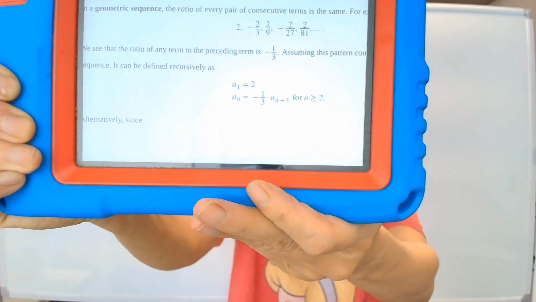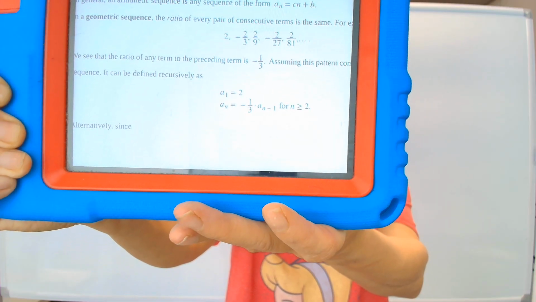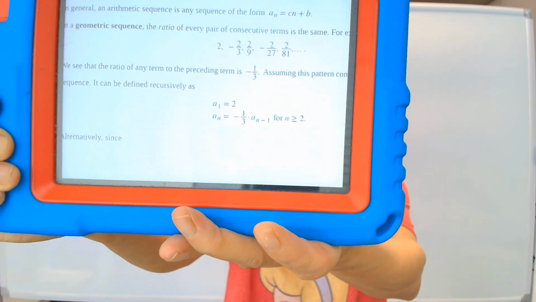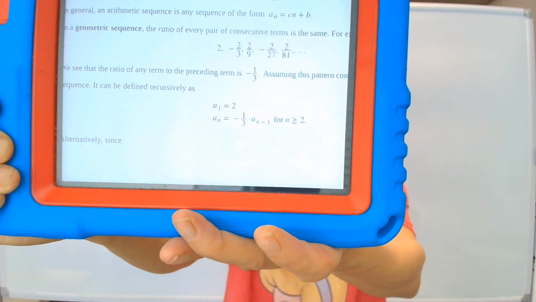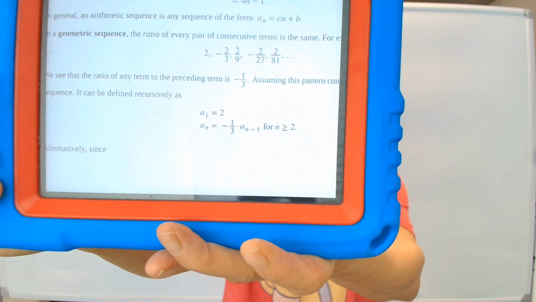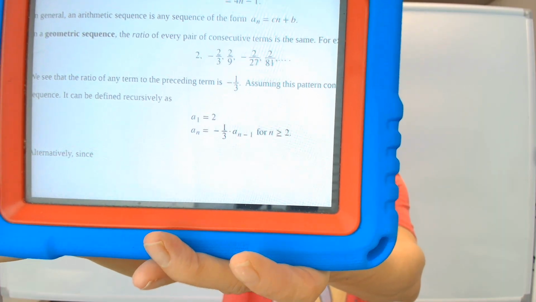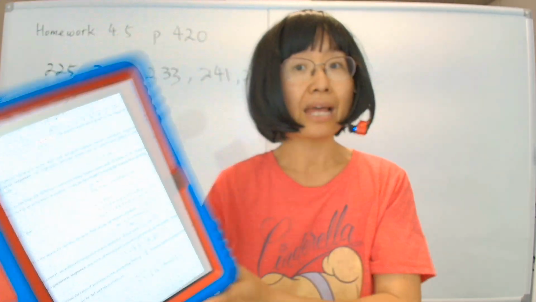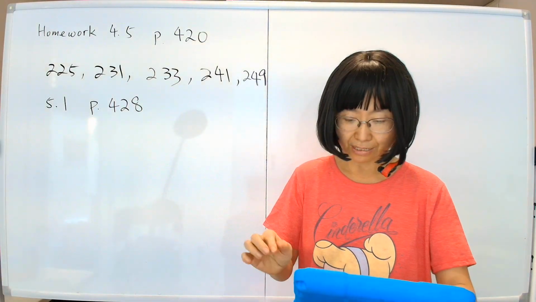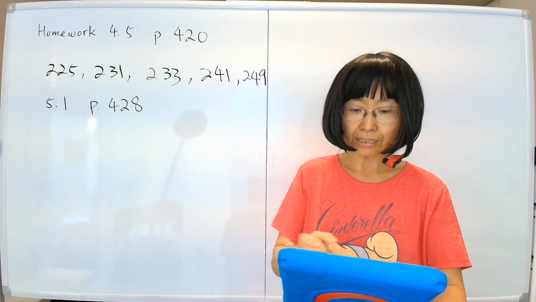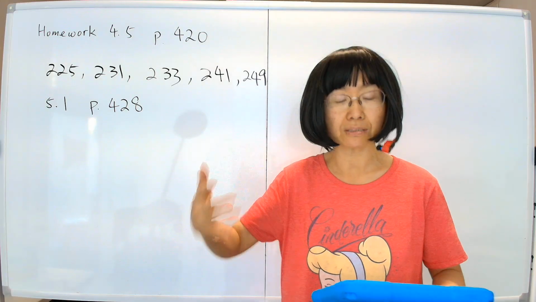You can also look at your own book, of course. A1 equals 2, and then An is minus 1/3 times An minus 1. That is, to calculate the next term, you multiply the previous term by minus 1/3. So the first term is 2, the second term is multiplied by minus 1/3, which becomes minus 2/3, and then you multiply by minus 1/3 again for the third term, and you keep doing that forever. That formula completely describes the entire sequence. And as you can imagine, you can come up with formulas for sequences that follow a certain rule.